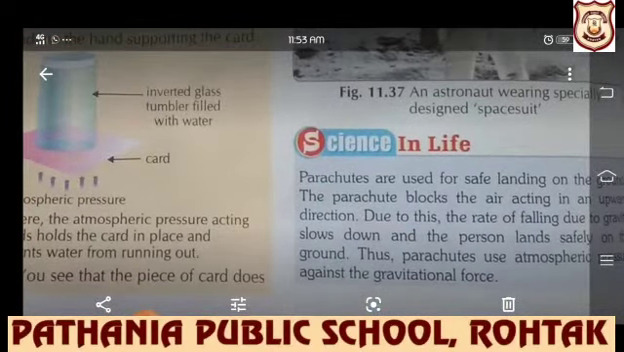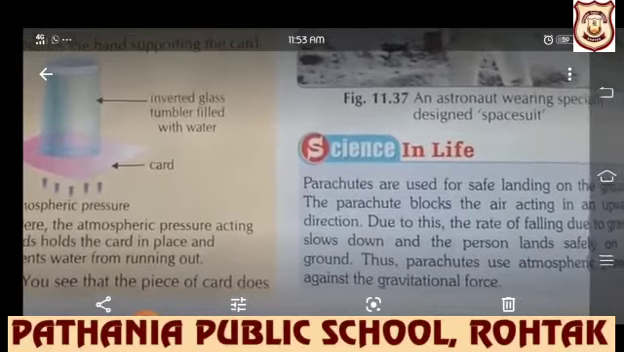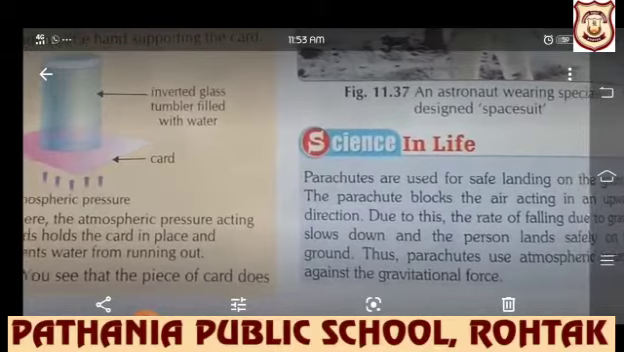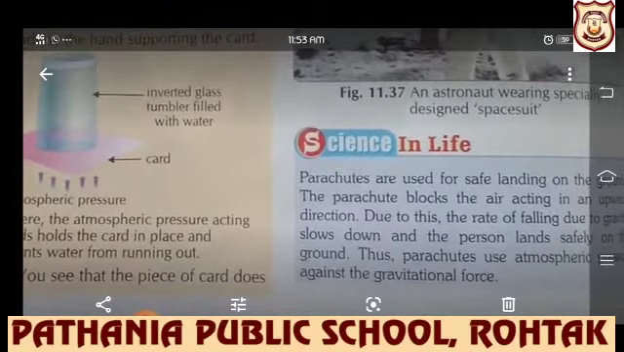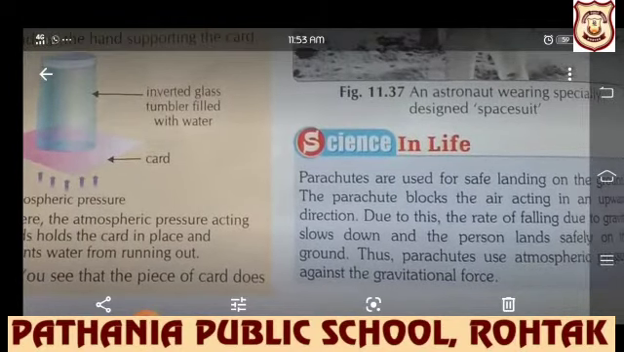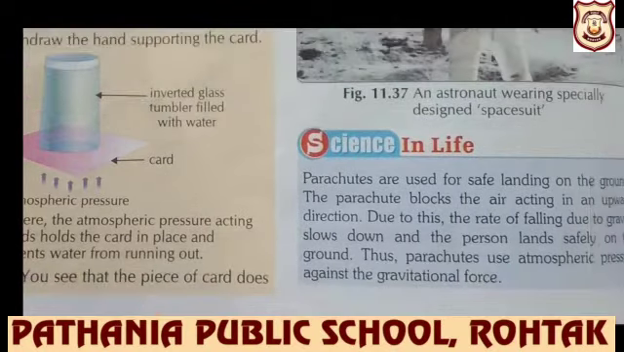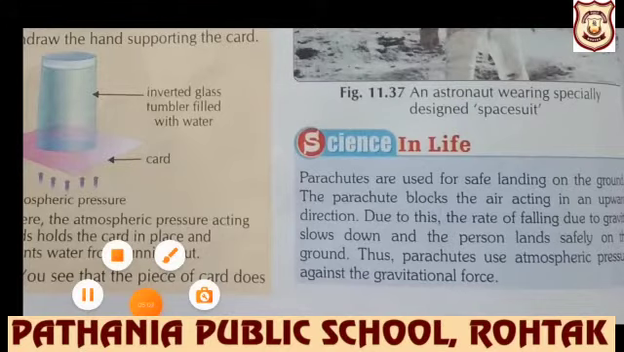Now parachutes are used for safe landing. The parachute blocks the air acting in the upward direction. Due to this, the rate of falling due to gravity slows down and the person lands safely on the ground. So parachutes use atmospheric pressure against the gravitational force. So this is all about atmospheric pressure. Now we will discuss its applications.